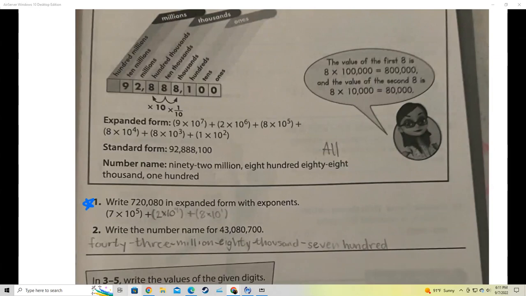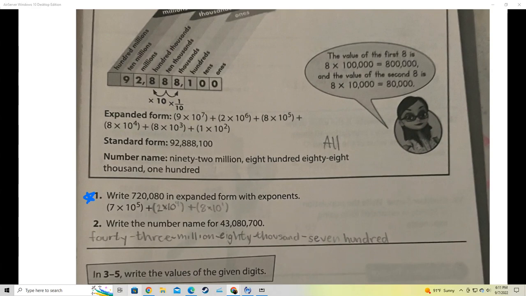It says write the number name for 43,080,700. This is where it gets a little technical, and I don't know how much your teacher's gonna care, but I just know what it's supposed to be, and so we're just gonna go off of that. Okay. So I love the fact that you're using the dash on the 43. You put a dash when you have a two-digit number. So for example, right here we have 43, and so you're going to split the 40 with the 3 just like that. That is perfect.